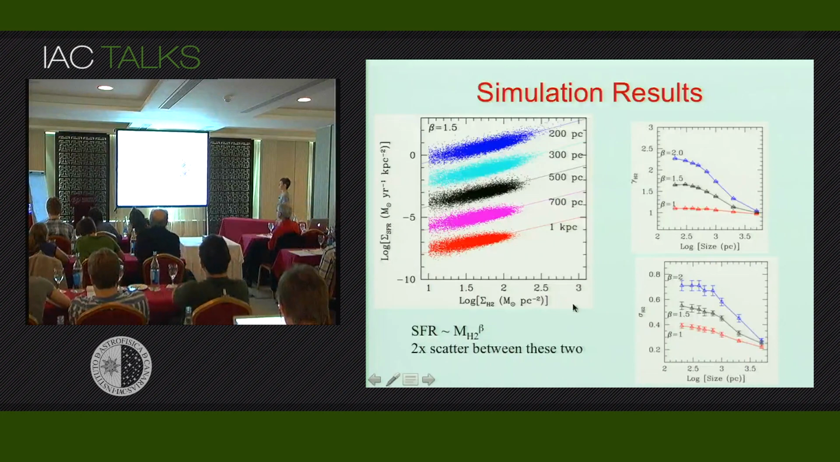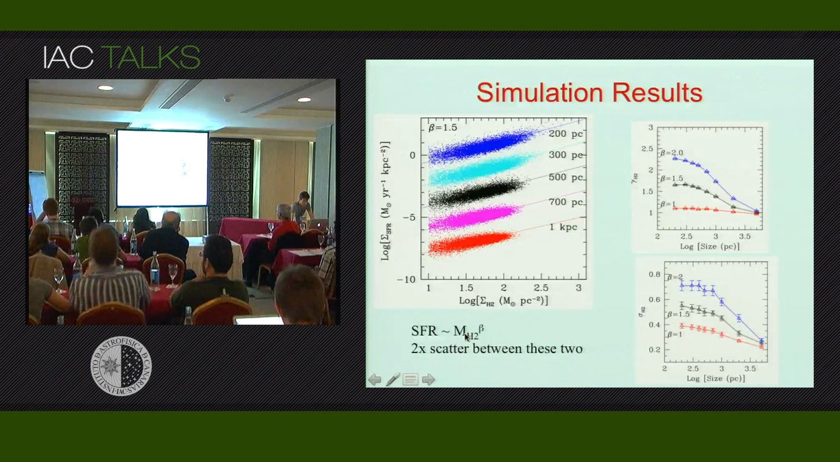Okay, so what do we get from the simulations? These are a bunch of plots that simply show the so-called mechanical plot, star formation rate density as a function of H2 surface density, and these are for different region sizes. Again we impose a power law correlation with a factor 2 scatter between these two quantities, between the gas cloud mass and the star formation rate. What do we recover as slopes? So look at the top plot.